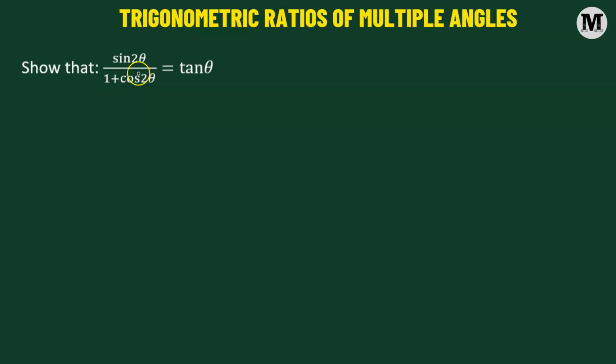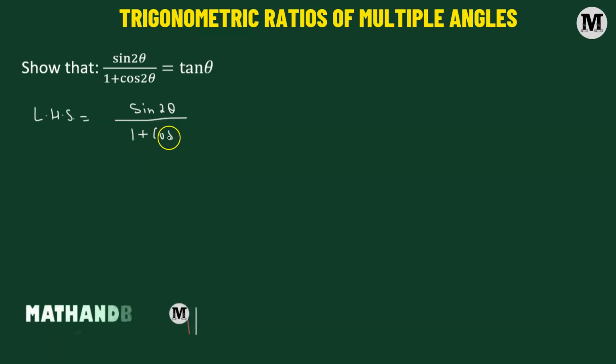So we need to show that sine 2 theta divided by 1 plus cosine of 2 theta is equivalent to tangent of theta. So let's begin our problem from the left hand side. We have sine 2 theta divided by 1 plus cosine 2 theta.